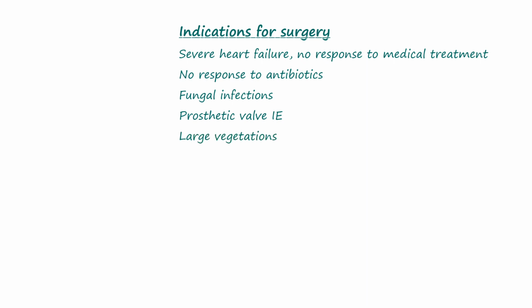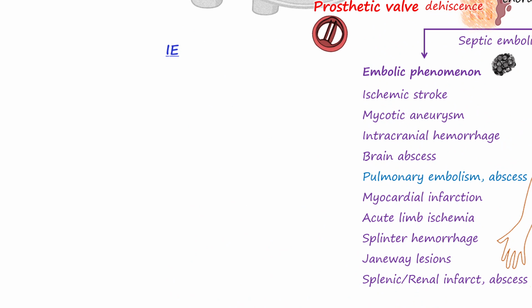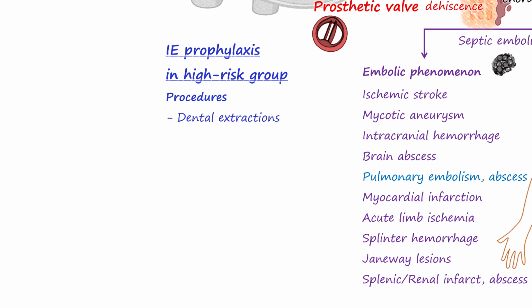Additionally, large vegetations on heart valves increase the risk of embolisms, potentially causing stroke or organ damage. Surgical removal is sometimes necessary for preventing embolic complications. Antibiotic prophylaxis is advised for patients at high risk of IE undergoing specific dental procedures that pose a risk of bacterial entry into the bloodstream.